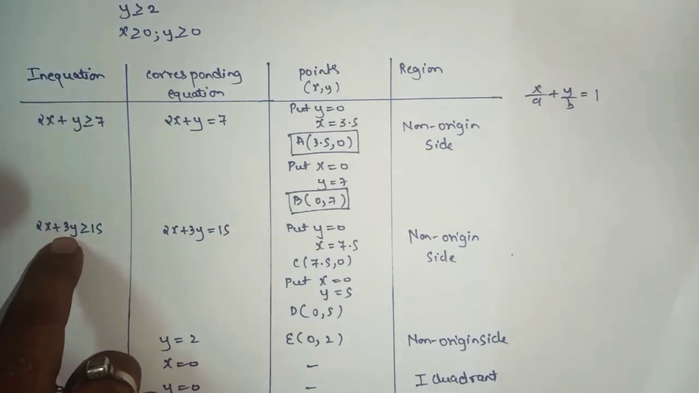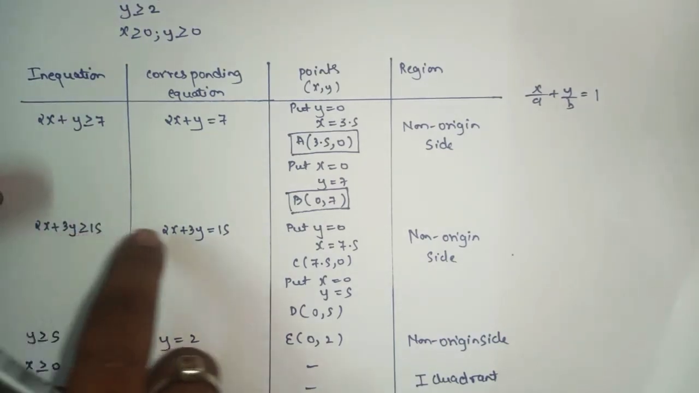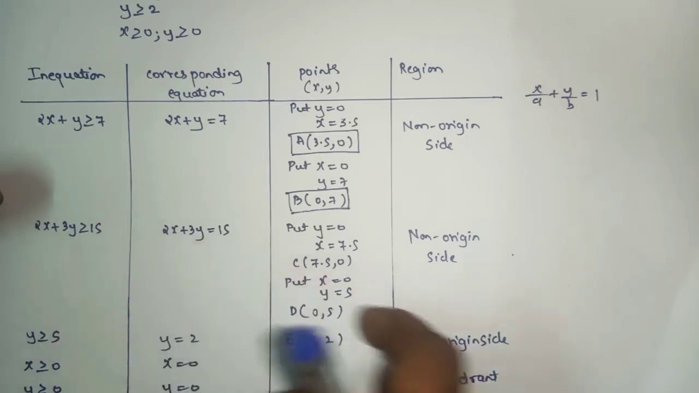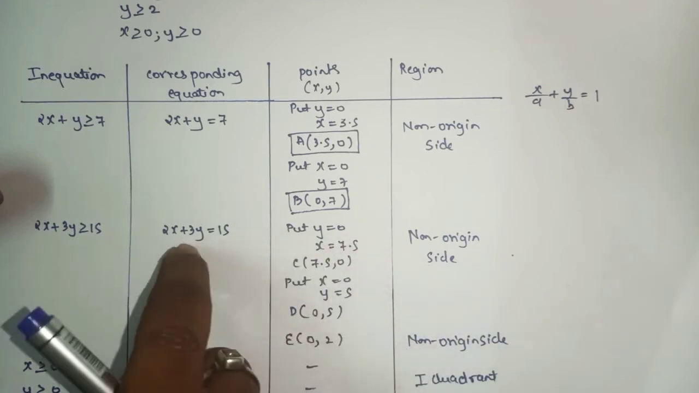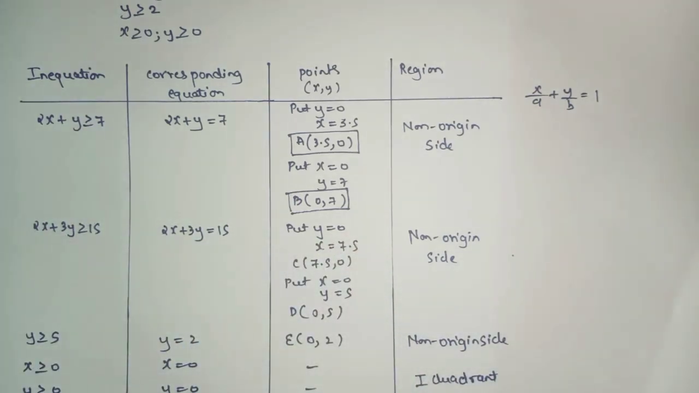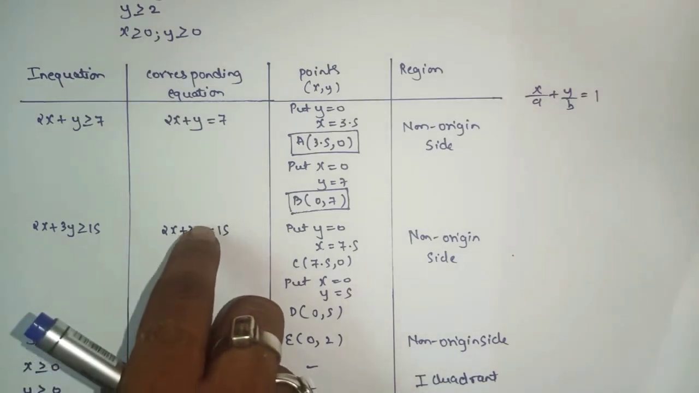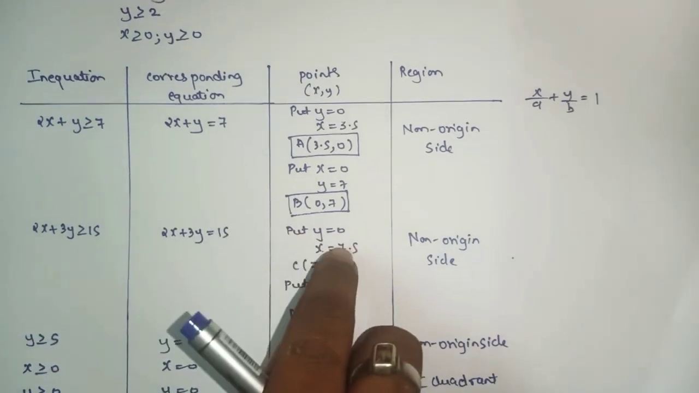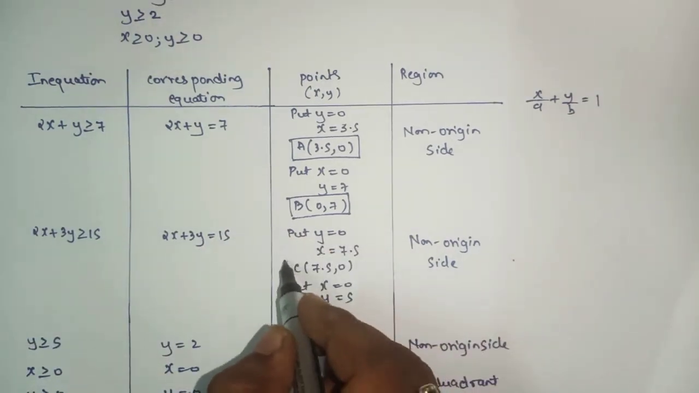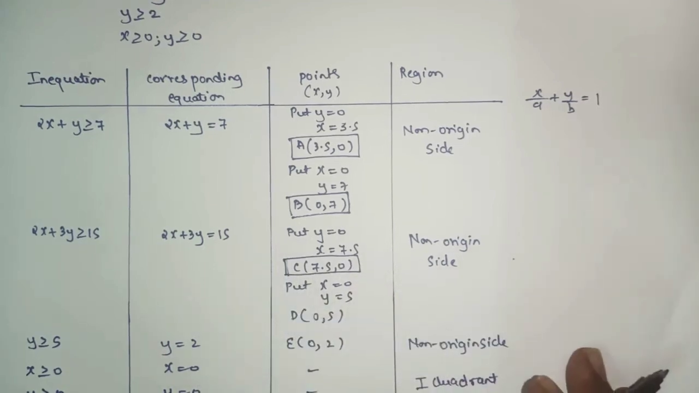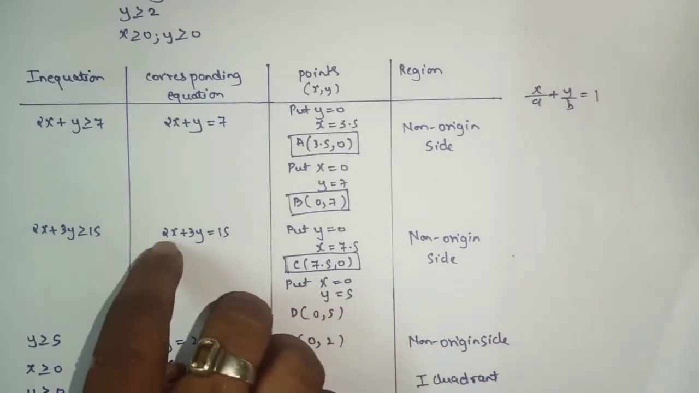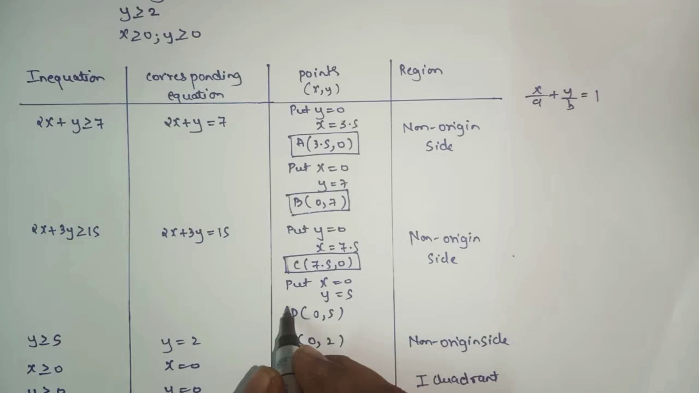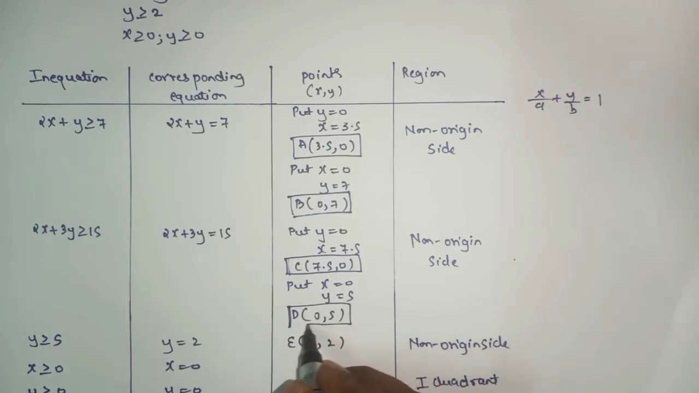The second linear inequation is what? 2x plus 3y greater than equal to 15. We'll convert this linear inequation into the corresponding equation, that is 2x plus 3y equal to 15. First you will replace the value of y by 0. So when you replace the value of y by 0, this 2 will come down. So 15 upon 2 is what? 7.5. So here we got the third point also. When you replace the value of x by 0, this 3 will come down. So the value of y will be what? 5. So we'll give this point as 0 comma 5.